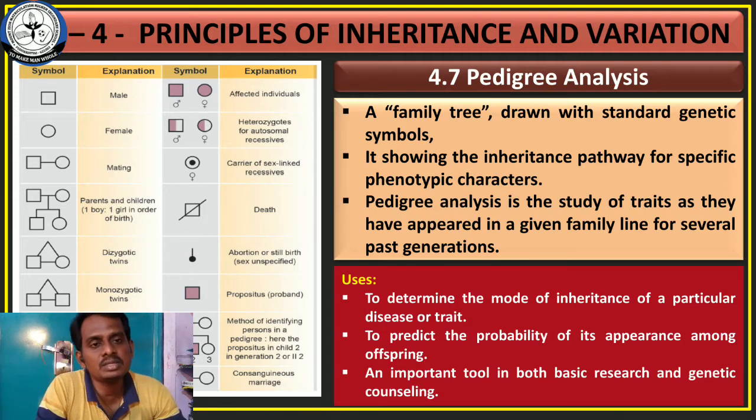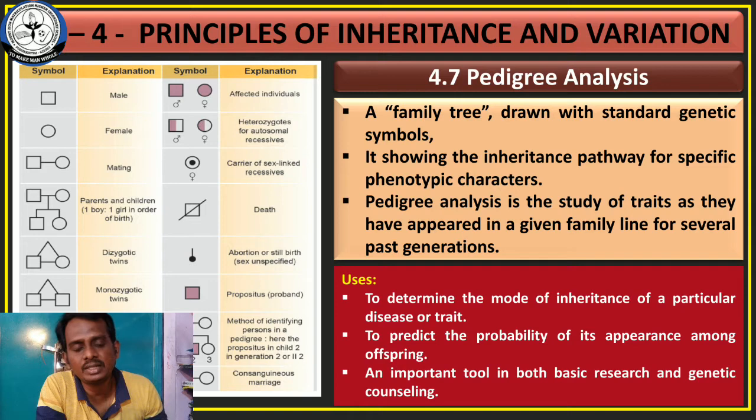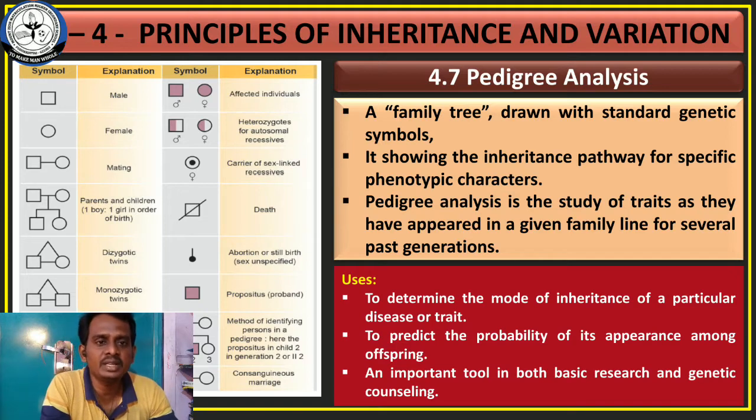So what are the uses of this pedigree analysis? It shows the inheritance pathway for a specific phenotypic character. We can easily understand how characteristic features are transmitted from the mother to children or father to children. We can easily find the transmission of chromosomal abnormalities, genetic characters, or genetic diseases from the parent to offspring. So this is one of the main uses of pedigree analysis.